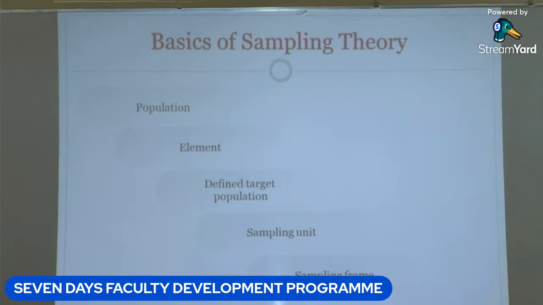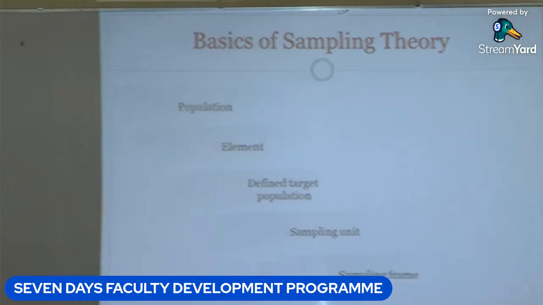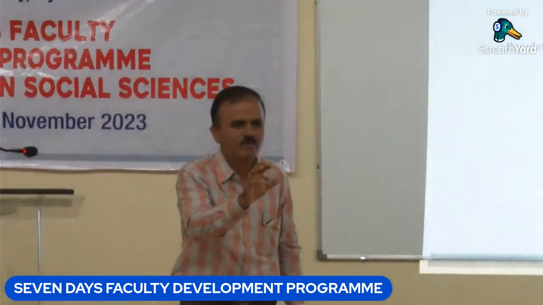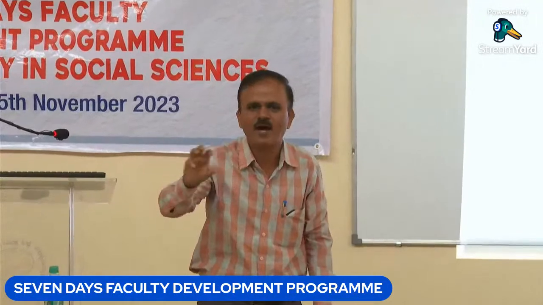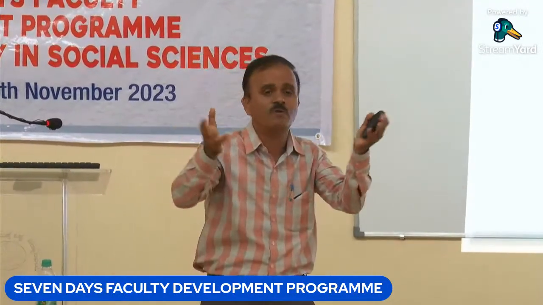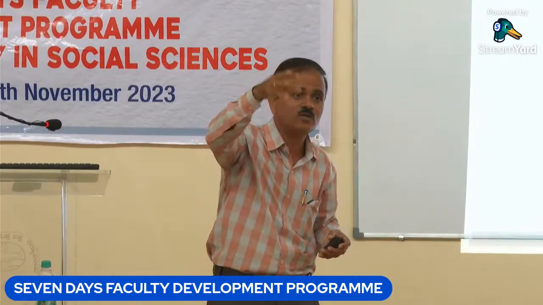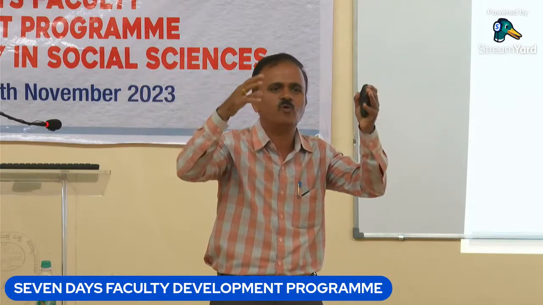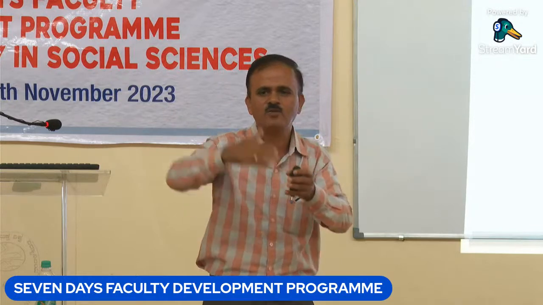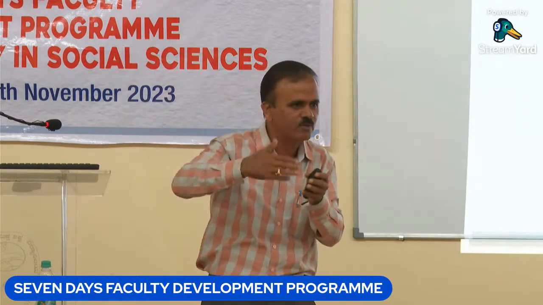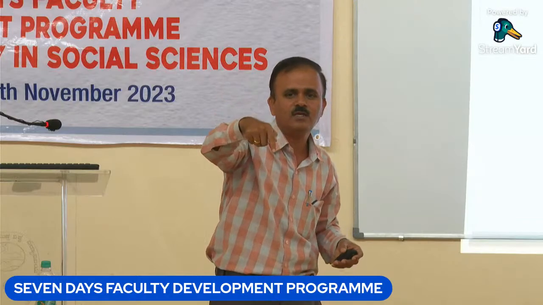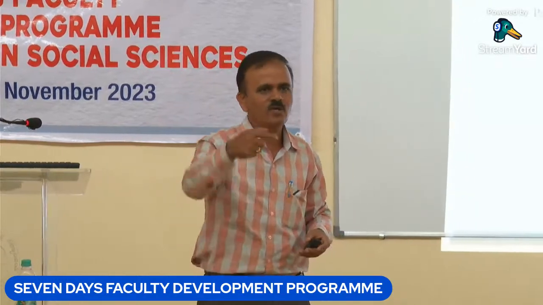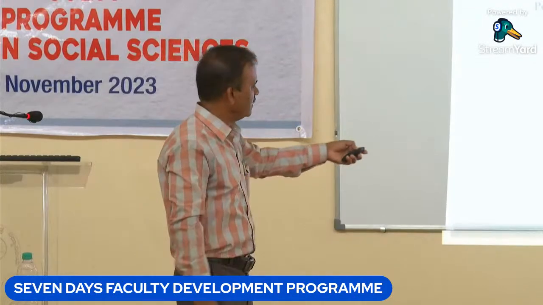Then you have to define the target group. Your purpose is not to study the whole population. You might select only a part of the whole population. That is not a sample. Your focus is only on that part. For example, if it is an age group, and your purpose is to focus only on people between 18 and 45, then the target group is between 18 and 45. Then comes the sampling unit.